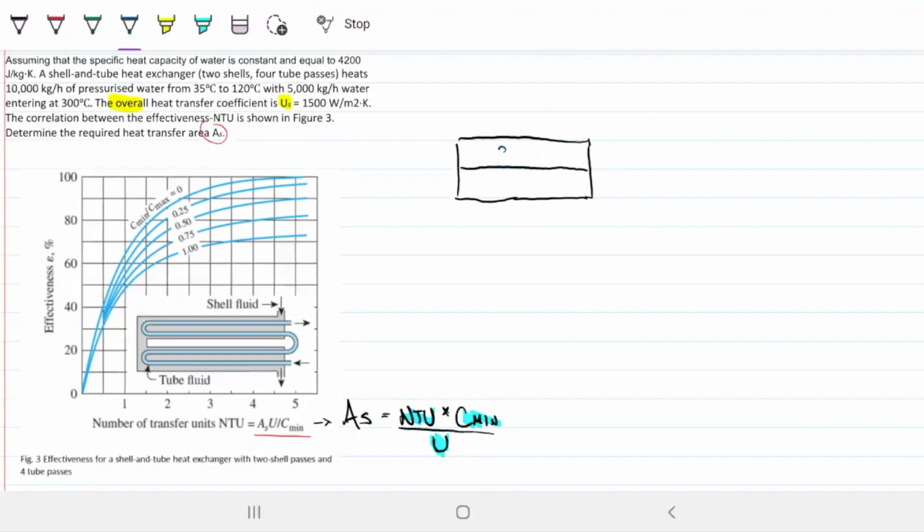We have water in both instances, so I'm just going to do cold and hot. According to the drawing, they are in counterflow, but it's the NTU method, so it doesn't really matter that much. Cold is entering at 35 and being heated to 120, and hot is entering at 300. The mass flow rate for this guy here is 10 to the 4 kilograms per hour, and the mass flow rate for this fella here is 5 times 10 to the 3rd kilograms per hour.